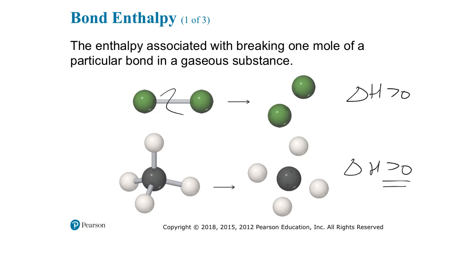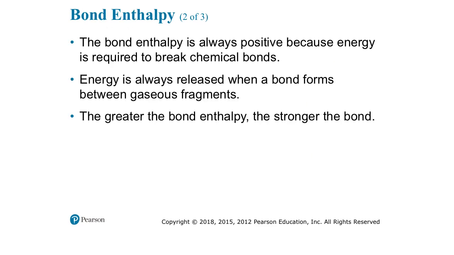So the question when a reaction occurs is, do the new bonds in the products become more stable or less stable than in the reactants? The bond enthalpy problem allows us to get a glimpse into that particular question. So bond enthalpy is always positive because energy is required to break chemical bonds. Energy is always released when a bond forms between gaseous fragments. So if we're taking two H's together, forming H2, energy is always being released when we make that new bond. So the greater the bond enthalpy, the stronger the bond.